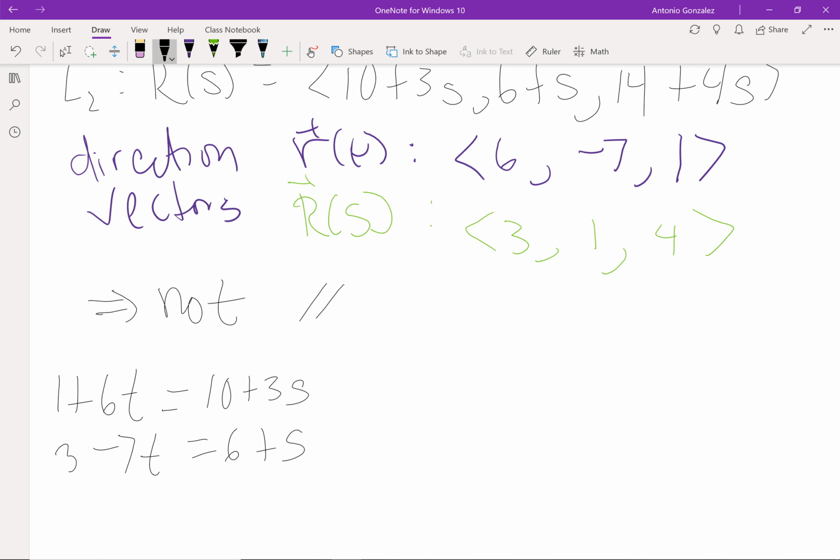And again, writing it where all the variables are on the left and the constant on the right, we get this to be 6t minus 3s equals 9. -7t minus s is equal to 3. And then t minus 4s is equal to 12.